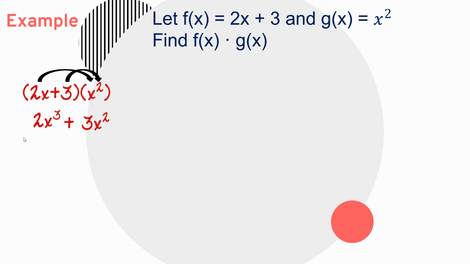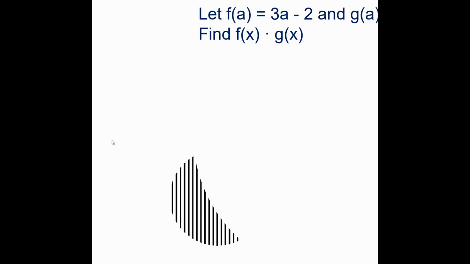It is added. There's no negative signs or subtraction signs. So this is our final answer. There's no like terms to combine. We have already simplified: 2x cubed plus 3x squared.